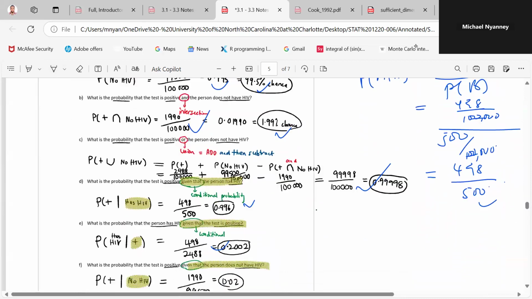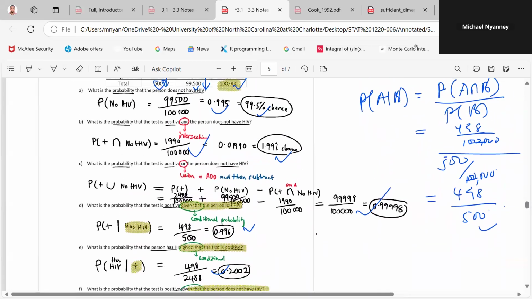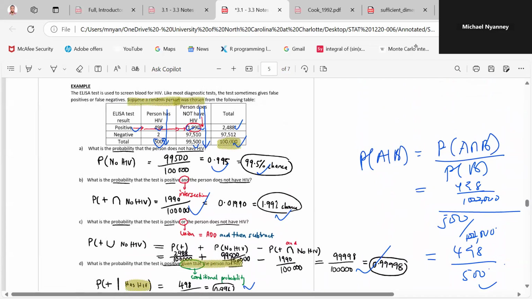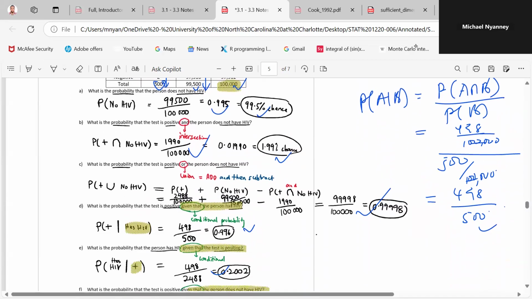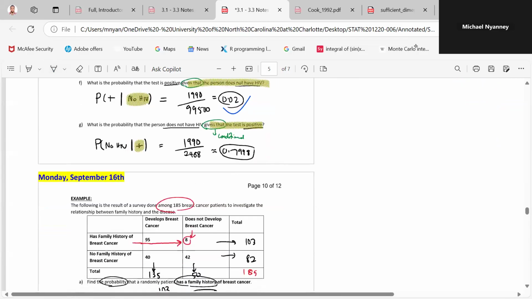And what does the question ask us? Those that test positive in this no HIV. So we come here, we have 199 over 99,500. So that gives us the value that we are looking for. And so we restrict it, then you'll be good to go. You can actually apply the same idea to the G question. All right, I think you'll be fine.